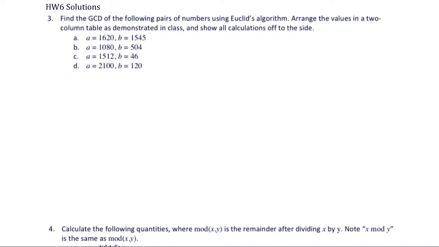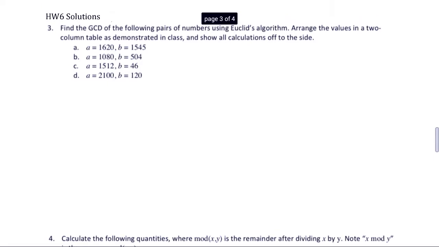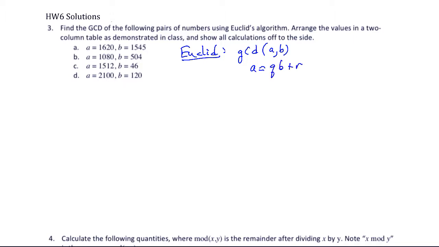Okay, so here we're going to use Euclid's algorithm to calculate some greatest common divisors. And Euclid's algorithm is based on the following fact: if we can write that A is equal to quotient times B plus remainder, then the GCD of A and B, where A is greater than B, is the GCD of B, which is the smaller of the two, and the remainder of dividing A by B. This is the remainder after we divide A by B.